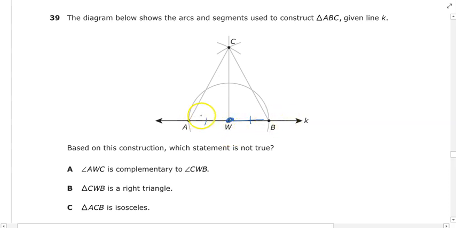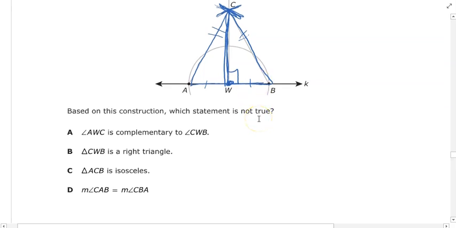From arc B and arc A, they created some more arcs that are the same distance away, which means the distance that they used to create this arc and this arc is the same distance. So these two legs create an isosceles triangle. And since we drew this to the middle of the isosceles triangle, that means it's going to be the perpendicular bisector as well. So first, let's go through the things that definitely are true.